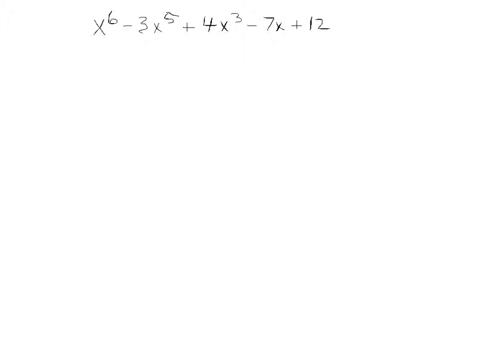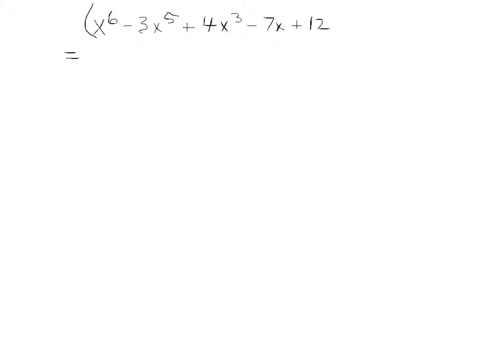I'm going to say some things here, and if they make sense to you, then you won't have to listen to the other videos where I explain why it's true. Notice that this polynomial is missing an x to the 4th and an x to the 2nd term. But here's what we want you to understand.